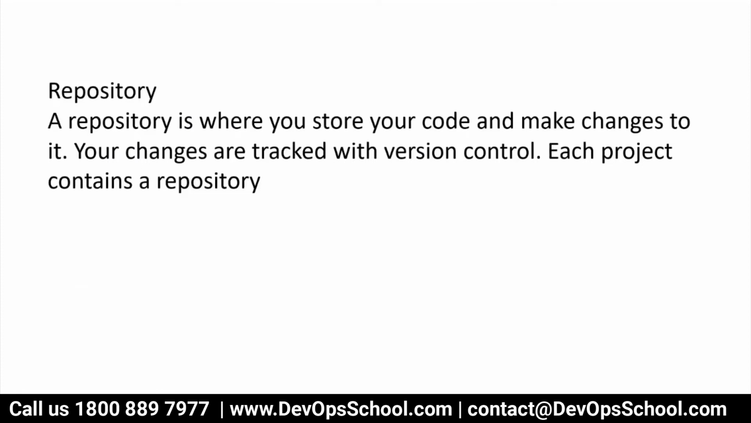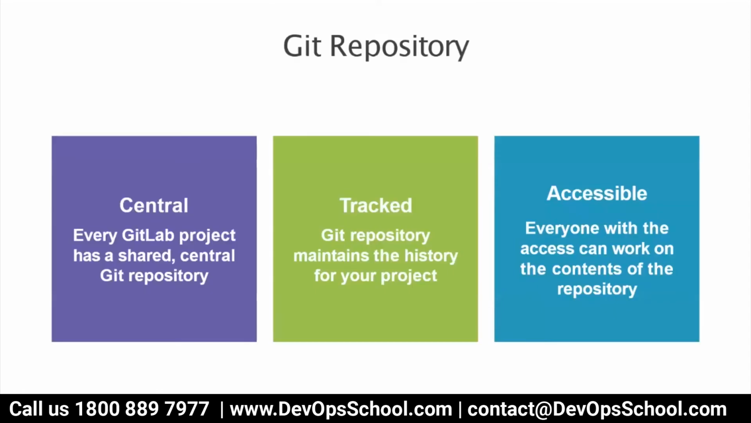Each project contains a repository. So the repository here is like a central place, since every GitLab project has a shared central Git repository. You can track the changes and project history and stuff like that. Depending on what accessibility you set, you can make it public, private, and so on. So everyone with access can work on the content of the repository.